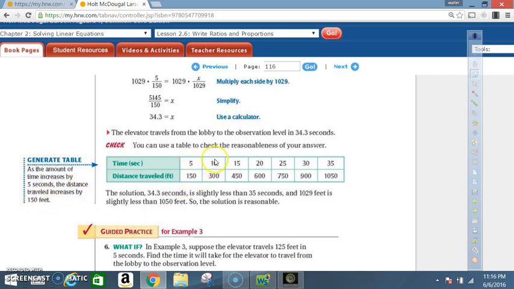Check. You can use a table to check the reasonableness of your answer. Generate a table. As the amount of time increases by 5 seconds, the distance traveled increases by 150 feet. So 5 seconds is 150, 10 seconds is 300, 15 seconds is 450, 20 is 600, 25 is 750, 30 is 900, and 35 is 1050. The solution, 34.3 seconds, is slightly less than 35 seconds. And 1,029 feet is slightly less than 1,050 feet. So the solution is reasonable.